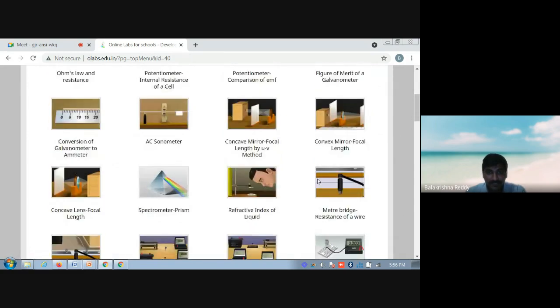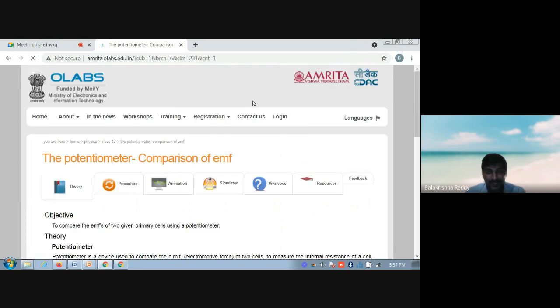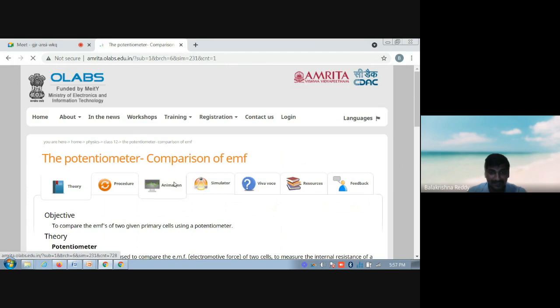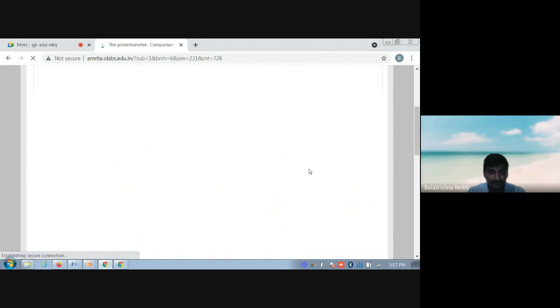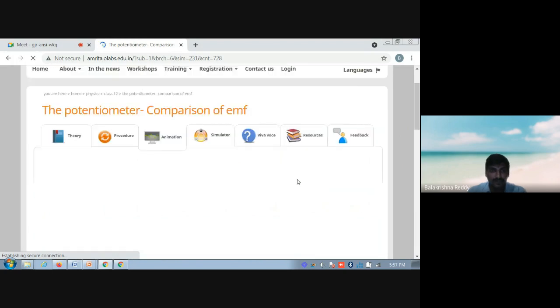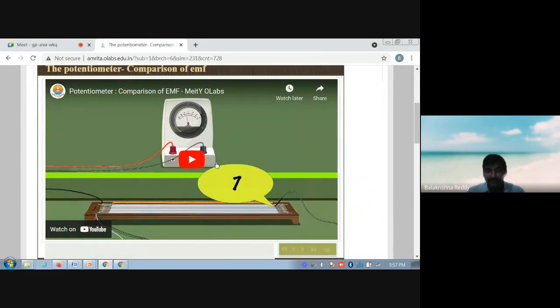Let us say till now we discussed the potentiometer, right? Comparison of EMF of the cell, internal resistance. Once we have a glance at this animation, you will get a very nice idea regarding this. They developed the simulation also, but the simulation is not far ahead, the animation is better. Some of the simulations are not working at times.